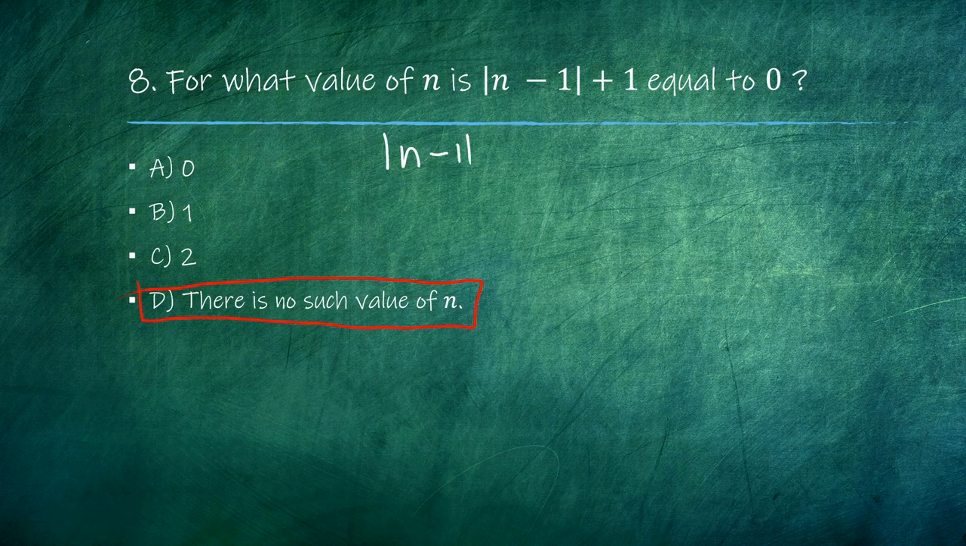Absolute value of n minus 1 plus 1, and we want to know when it is equal to 0. So the next step is to isolate this absolute value sign, and subtract 1 on both sides. So we have the absolute value of n minus 1 is equal to negative 1. And right there, we know this is not possible, because when we take the absolute value of any number, it's always a positive number. So no matter what number n is, we can never make it equal to negative 1. So the answer is D. There's no such value.